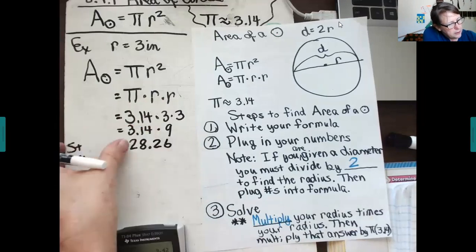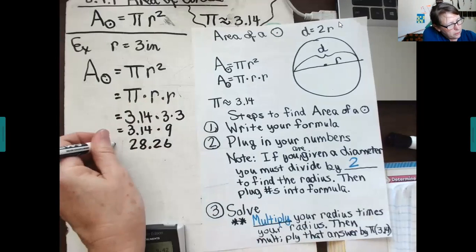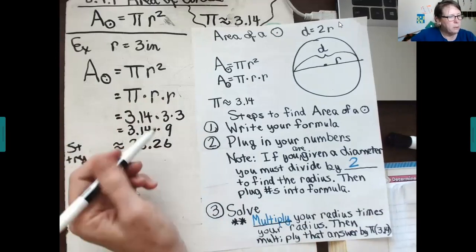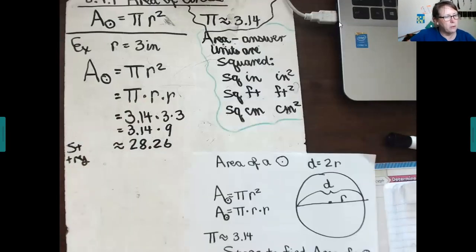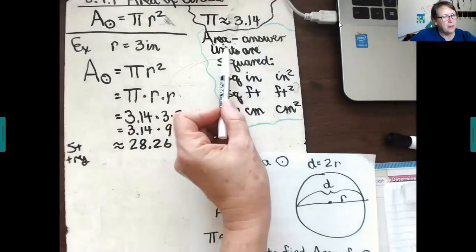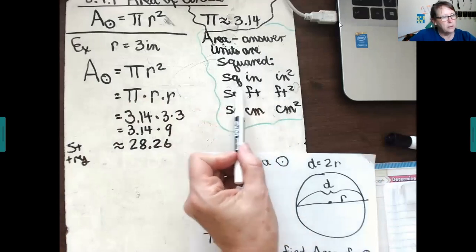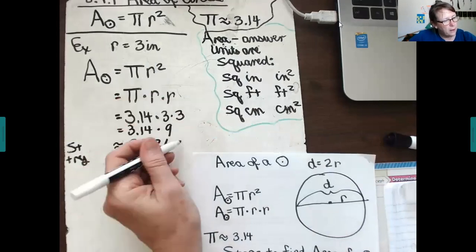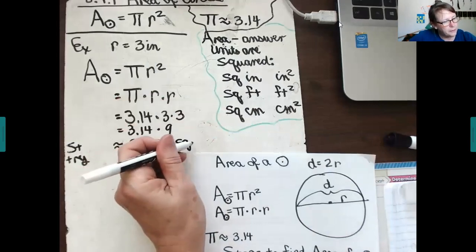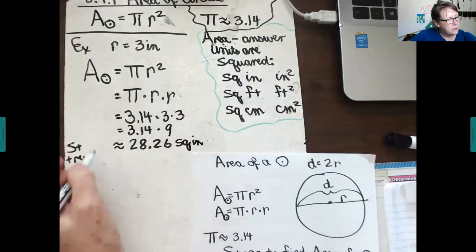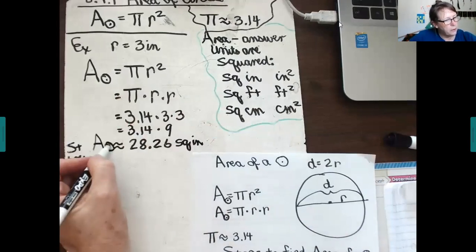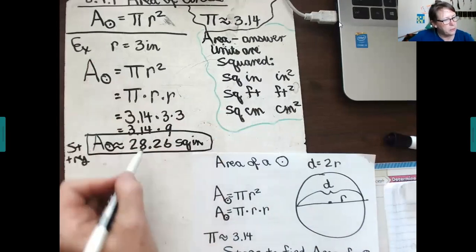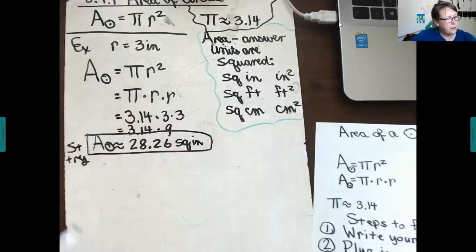28.26. But I had said this is an estimate. So you write the approximation symbol, or about. And go back and pick up your labels. This is what I wrote over here concerning the labels. Answer units are squared. There's all kinds of examples of answer units are squared. We have inches. I'm going to write square inches. So the area of the circle with a radius of 3 inches is about 28.26 square inches.